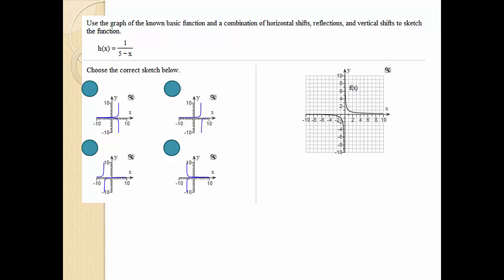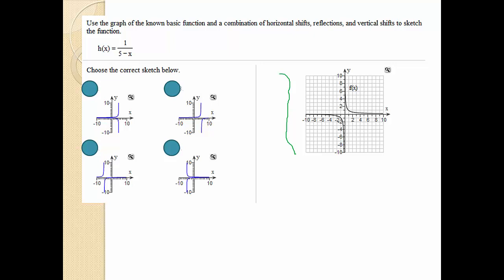Now, if you remember, 1 over x has a vertical asymptote, right? Yeah, so here's this. They've kind of given you over here what 1 over x looks like. So 1 over 5 minus x. So we've added 5, right, on the inside.